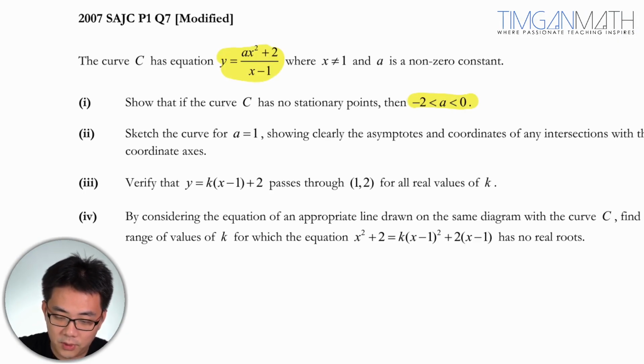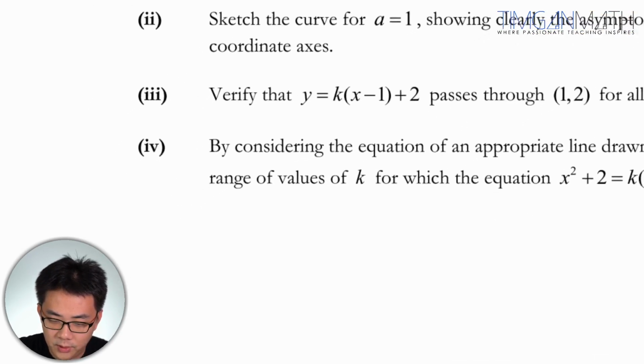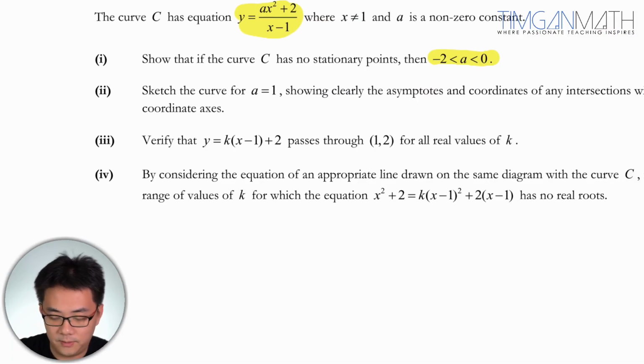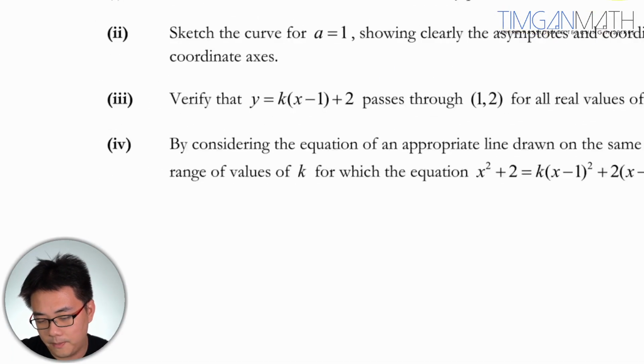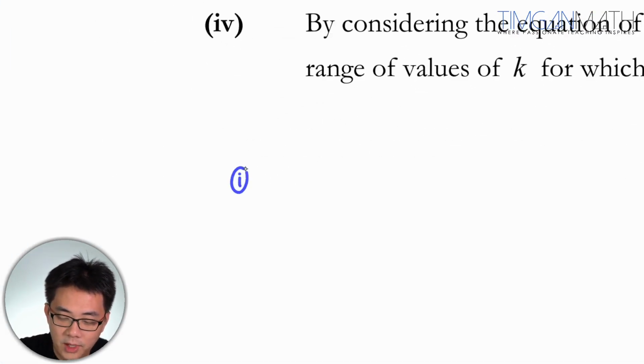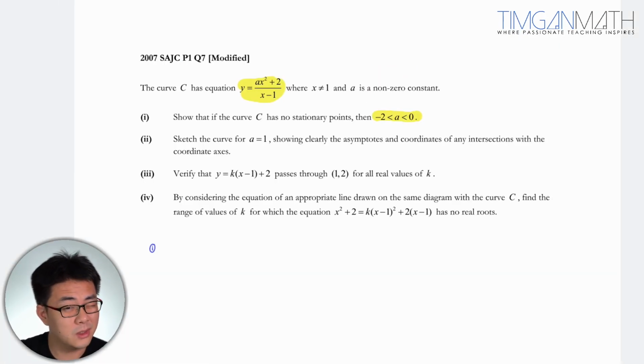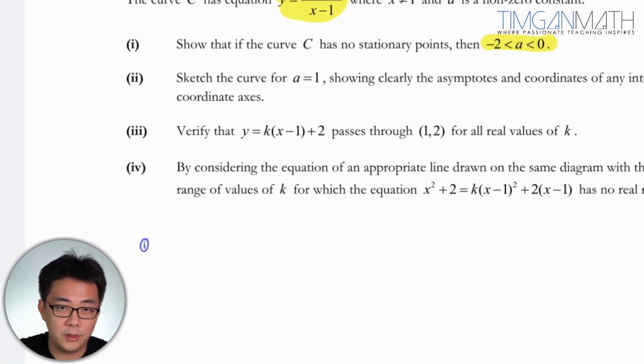So if the curve has this equation, it doesn't have a stationary point, which just means that here you can either use dy dx or just use discriminant. We'll see how, or maybe use dy dx. Okay, I'll just use dy dx then.